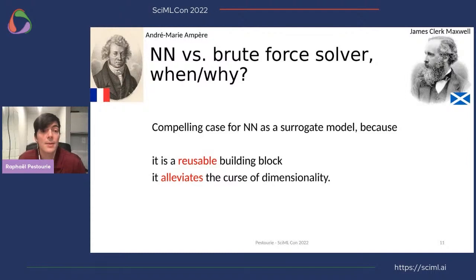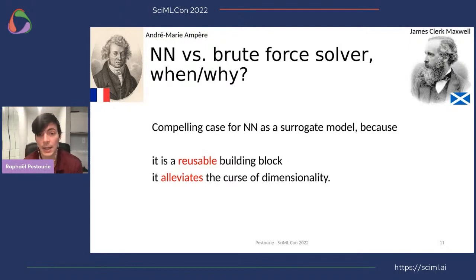When and why should we use neural networks instead of brute force solvers for PDEs? In optics, at least, a lot of people are trying to use neural networks, but our physics model is great in optics, unlike for some other problems where neural networks are used, like face recognition.